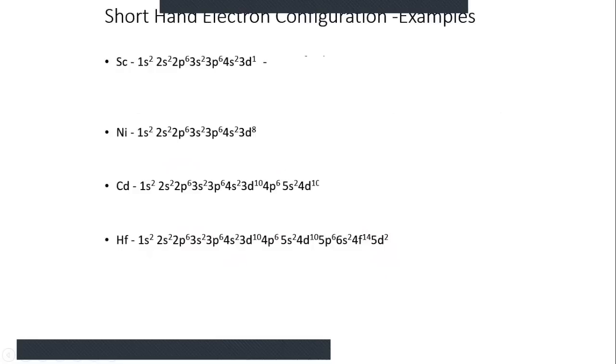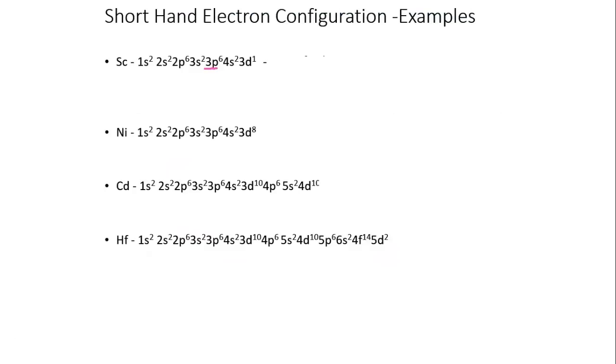So here's some more examples. So here we have scandium, and what you want to look at is the last completely filled p orbital, which tells you the noble gas that you're going to be looking for. So for scandium, we're looking for the noble gas on the third row, which is argon. So everything from 1s2 to 3p6 can be represented by argon. And so the shorthand configuration is argon 4s2, 3d1.